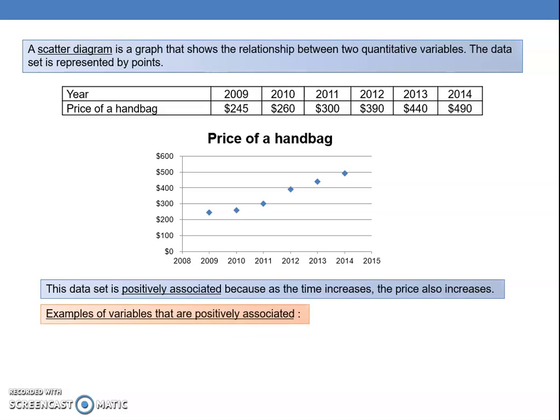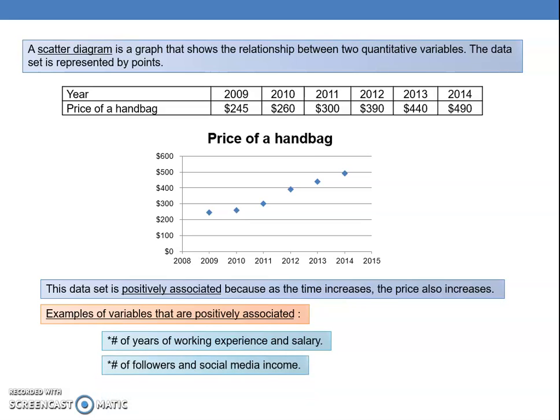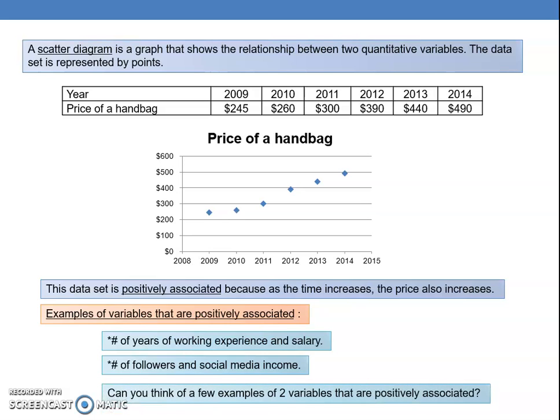So examples of variables that are positively associated are number of years of working experience and salary, for example. Because as the number of years of your working experience increases, usually your salary also increases. Another example would be the number of followers and social media income, right? So usually, not all the time, the more followers you have, the higher your social media income is. How about you? Can you think of a few examples of two variables that are positively associated, right? So meaning if one variable increases, the other variable also increases.